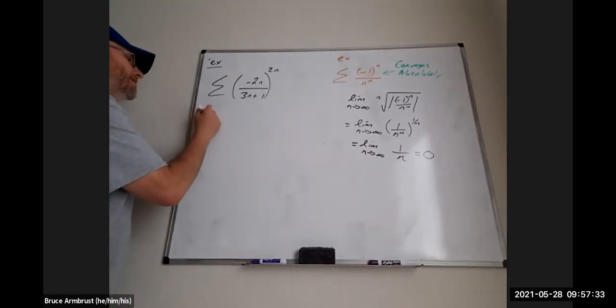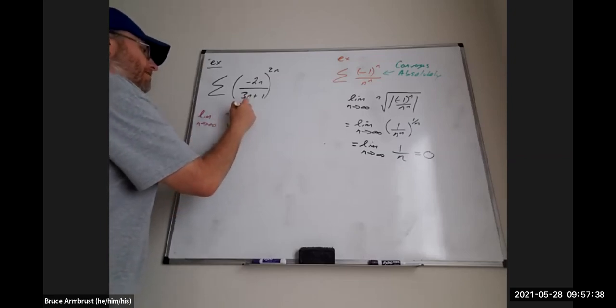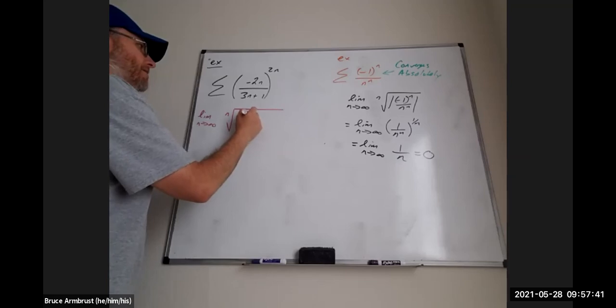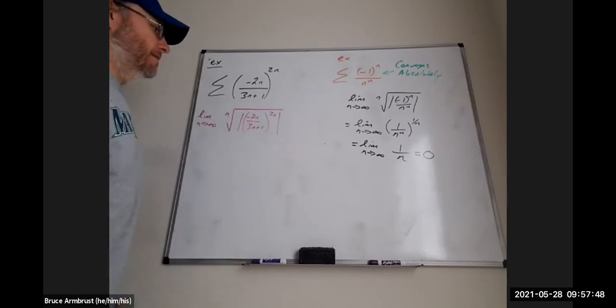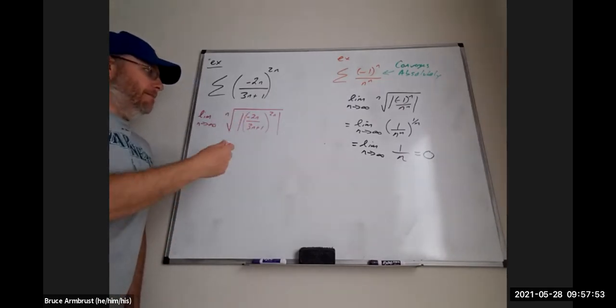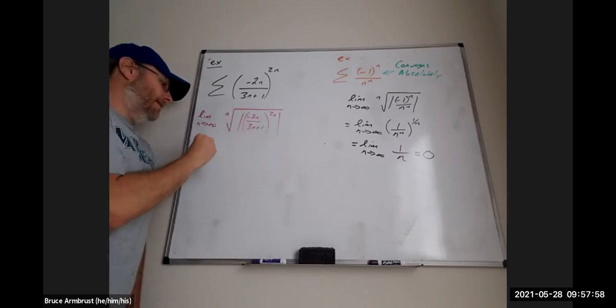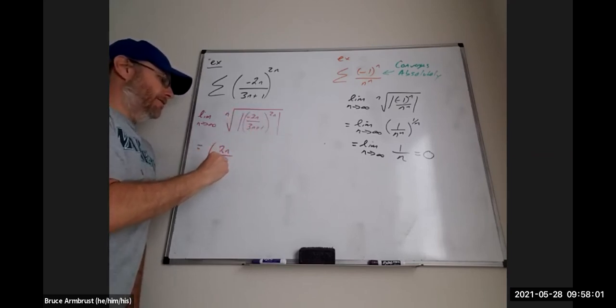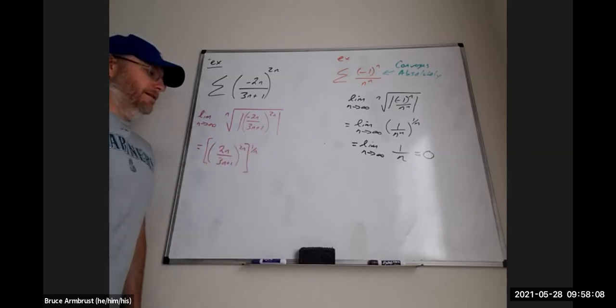So we're going to take the limit as n goes to infinity of the nth root of the absolute values of minus 2n over 3n plus 1 to the 2n. All right, so again, I'm going to put absolute values on there just to make sure since there's a negative. But now let's simplify that algebraically. Absolute values take care of the minus sign. So we got 2n over 3n plus 1 to the 2n, and that's going to be all raised to the 1 over n.